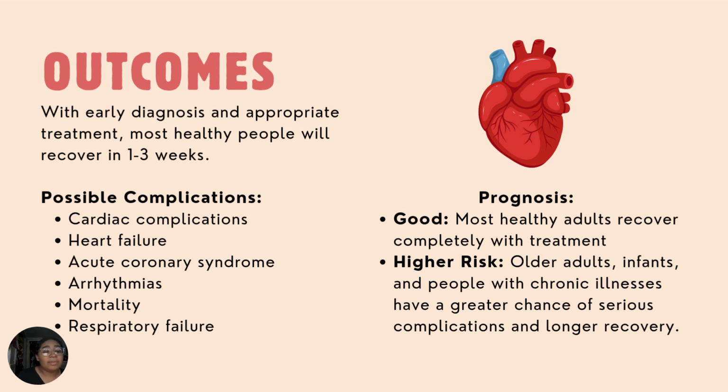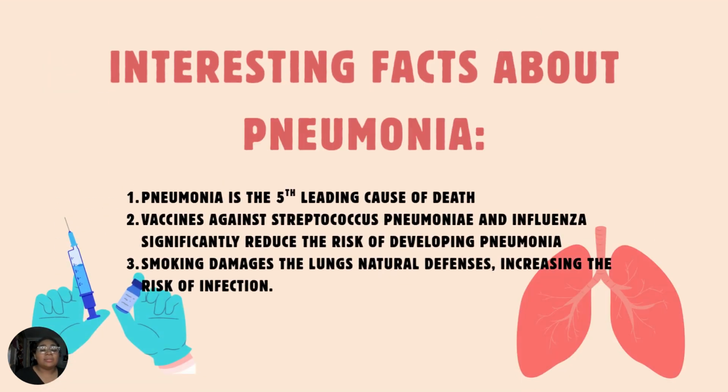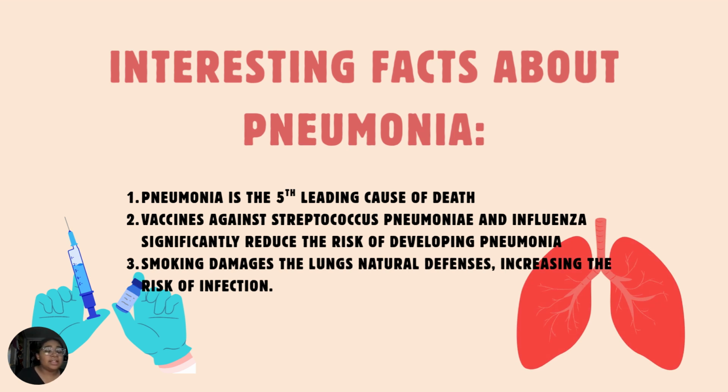Some complications that can happen are cardiac complications such as heart failure, acute coronary syndrome, arrhythmias, mortality such as death, and respiratory failure. And then a good prognosis is that most healthy adults can recuperate with just the treatment that they're given. And people that are at higher risk are older adults, younger children, infants, people with illnesses, which can lead to longer recoveries because the immune system is also getting attacked.